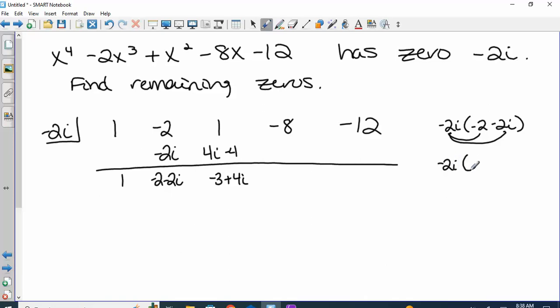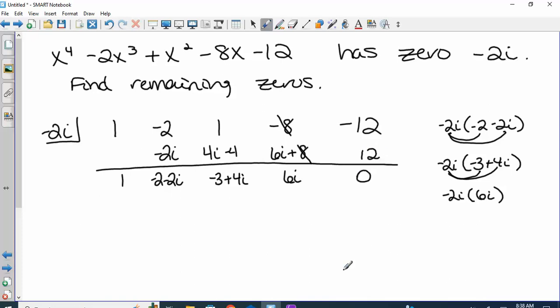So now I'm doing negative 2i times negative 3 plus 4i. So negative 2i times negative 3 is 6i. Negative 2i times positive 4i is negative 8i squared, which is positive 8. And that's good news because now when I add, those 8's drop and we get 6i. So negative 2i times 6i is negative 12i squared, which is 12.